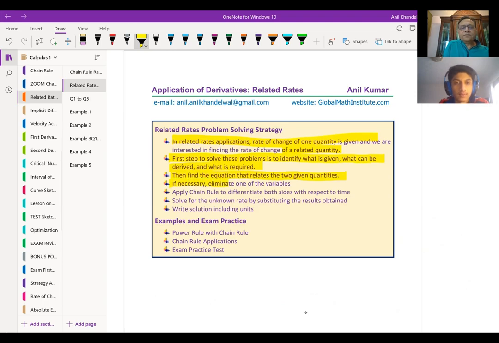If necessary, eliminate one of the variables, apply the chain rule to differentiate both sides with respect to time, solve for the unknown rate by substituting the results obtained, and write the solution including units. Is that clear to you? Yes, sir. Now we'll see the first example.